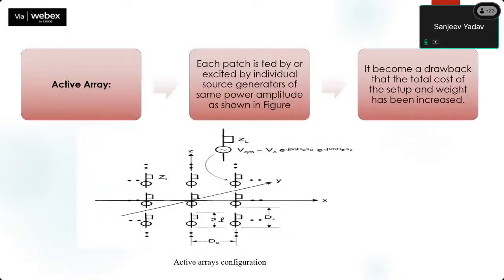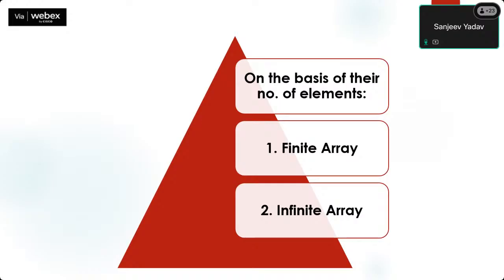Now coming to the active array. In the active array, each patch is fed or excited by an individual source from the source generator, with the same power amplitude, as shown in the figure. Here you can say that each element is given a power source. The drawback is that the total cost and weight of the setup increase, and the sources again cause interference on the signals. So most of the time we use passive arrays only.